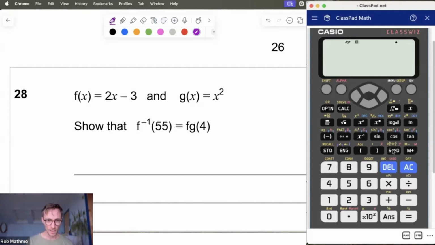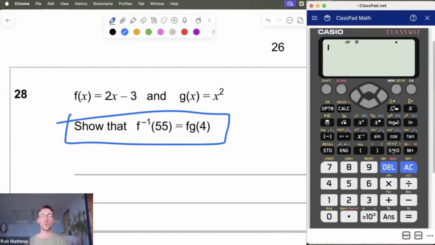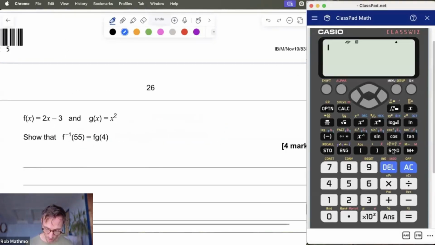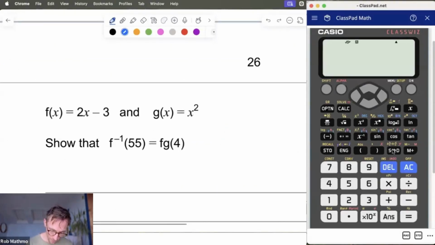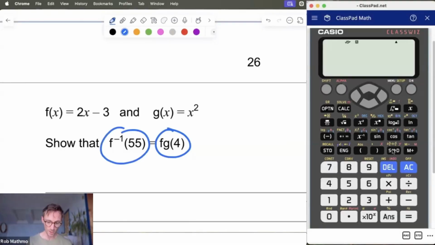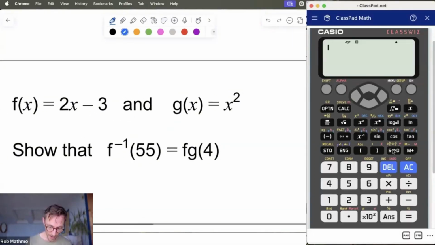Functions questions like this, don't try and answer this whole question right here. You just want to start chipping away at the marks. So it's a 4-mark question. If you can figure this thing out, you're going to get some marks. So I have one really nice trick for how to do FG4.